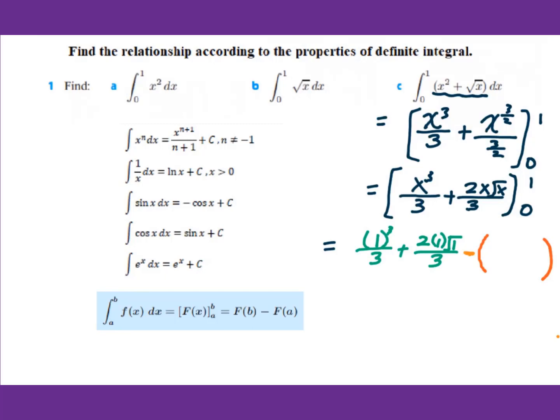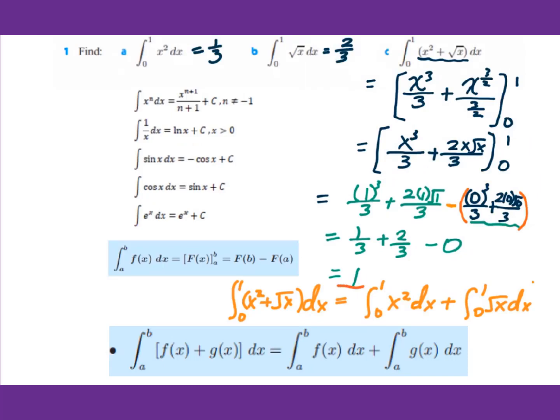Then we plug in 0. 0 to the third power over 3 plus 2 times 0 square root of 0 over 3. Then you will get 1 over 3 plus 2 over 3 minus, this gives you 0. That equals 1. From this result, we can draw a conclusion this is true.